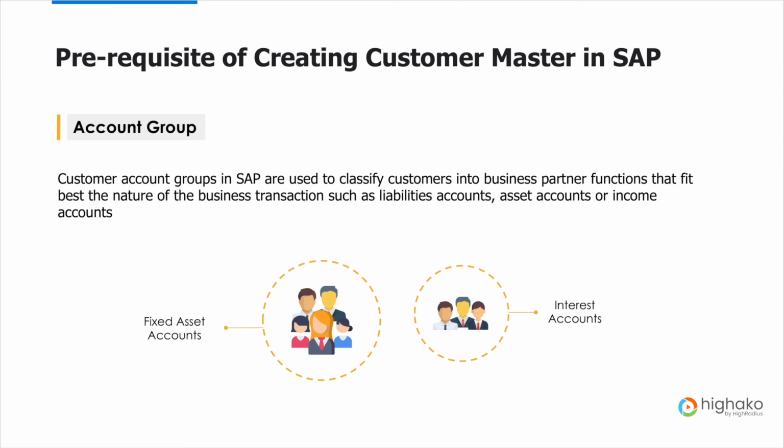Now, before we create a customer master, we also need to create a couple of more things. The first one being account group. Customer account groups in SAP are used to classify customers into business partner functions that best fit the nature of the business transaction, such as liabilities accounts, assets accounts, or income accounts.